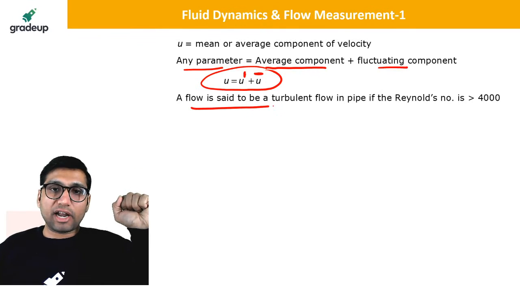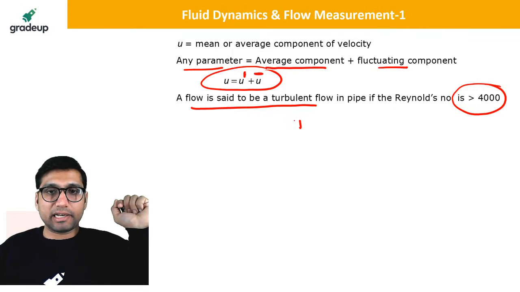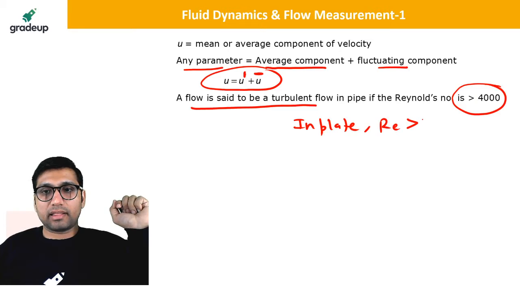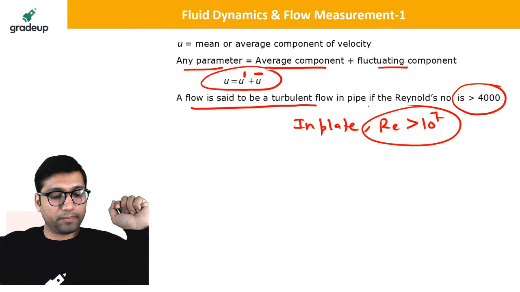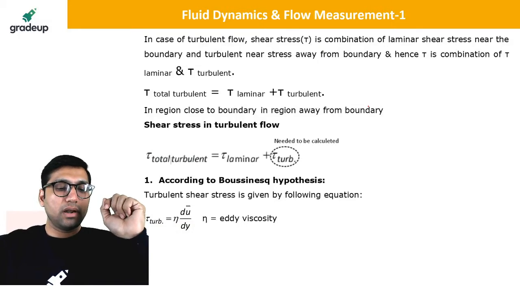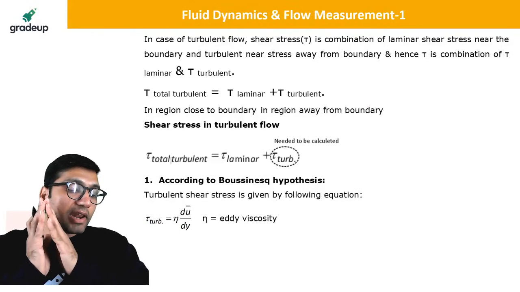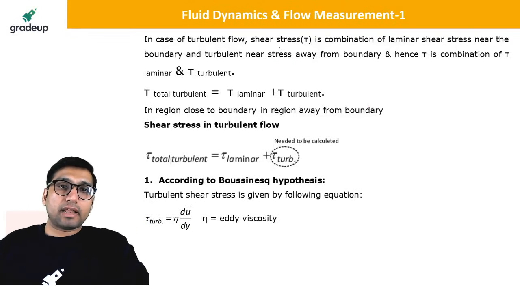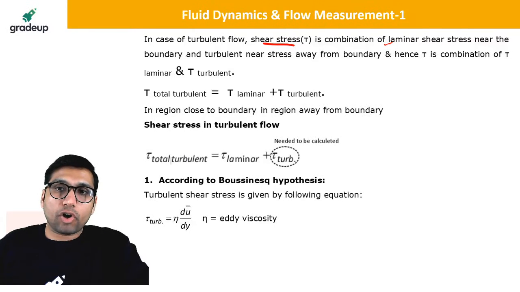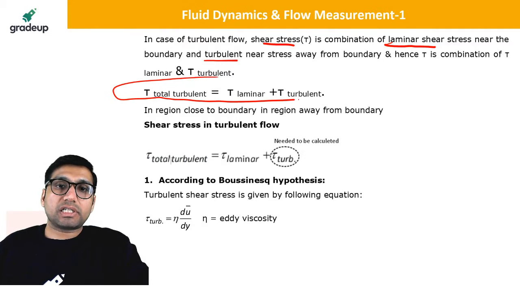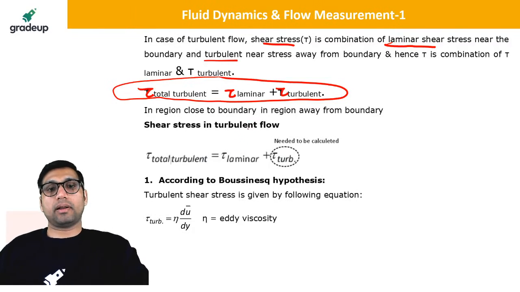A flow is said to be turbulent in a pipe if the Reynolds number is greater than 4000, and in flow over a plate, if Reynolds number is greater than 10 power 7, it is called turbulent flow. Now in the turbulent flow, there are very important things that I have to tell you. In turbulent flow, the shear stress is a combination of laminar shear stress and turbulent shear stress. So the total shear stress in the turbulent flow is the sum of shear stress due to laminar flow and turbulent flow.